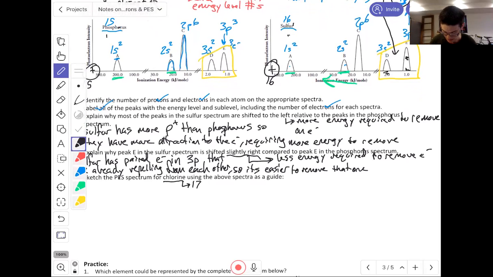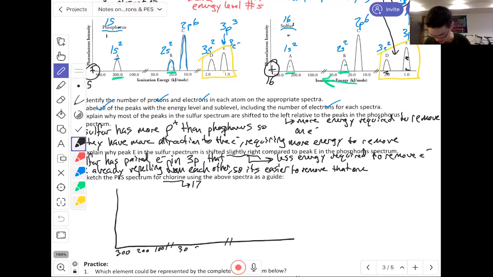Okay, so that means my spectrum, my graph, is going to look about the same, right? So I'll even try and put breaks in about the same spot: 300, 200, 100, 30, 20, 10, and then 2, and whoops, not 11, 1. Okay, so if I look at this first peak, for phosphorus, it was over the 200.